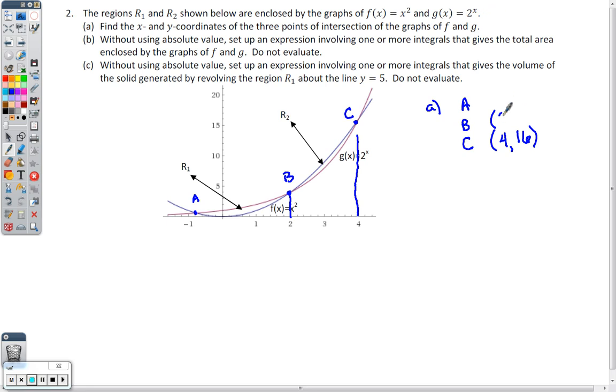So 2 seems to work as well, with y being 4. But if I look over here, this is clearly some kind of funny looking decimal. It's not 1, right? 1 squared is 1, 2 to the 1st is 2. So 1 isn't what it is. It's some kind of funny decimal. We're going to have to find that. Okay? All right, that's not so bad.